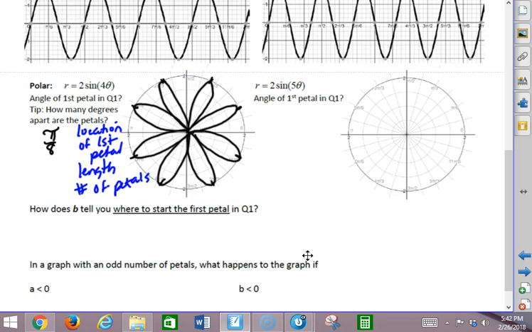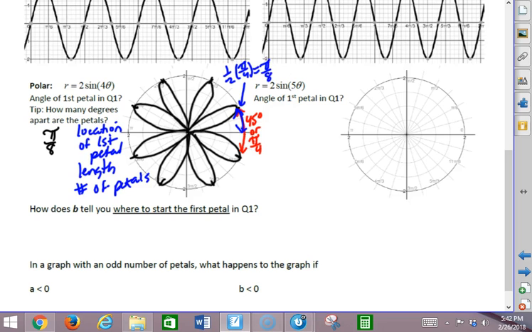So this is 45 degrees. Actually, let me kind of make this a little bit less intrusive. So from here to here is 45 or pi over 4. So from here to here is half of pi over 4, which is pi over 8. So that's how I figured that one out.